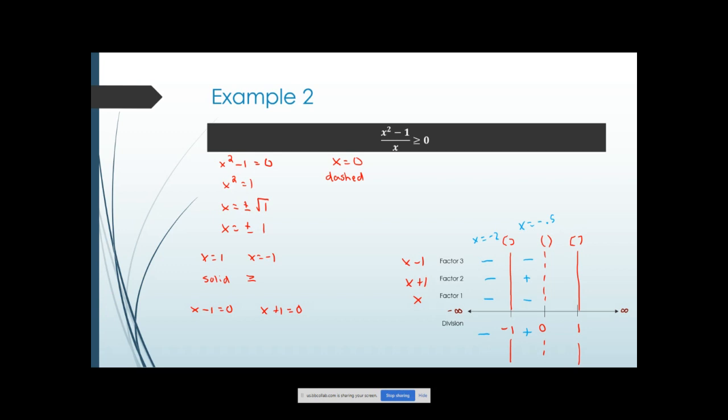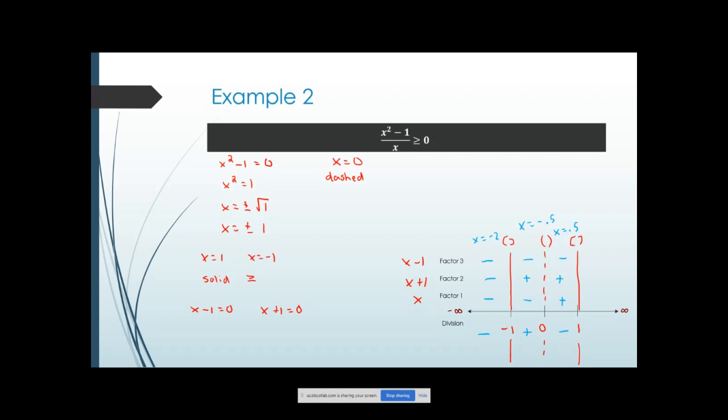Now I need to pick a number between 0 and 1, so unfortunately I have to do another decimal, so that's going to be 0.5. It doesn't have to be 0.5, I just find it easy to pick halfway between. So 0.5 minus 1 is -0.5, so that's negative. 0.5 plus 1, that's going to be positive. And then x, 0.5, that's positive. 1 negative sign, that's odd, so our answer will be negative.